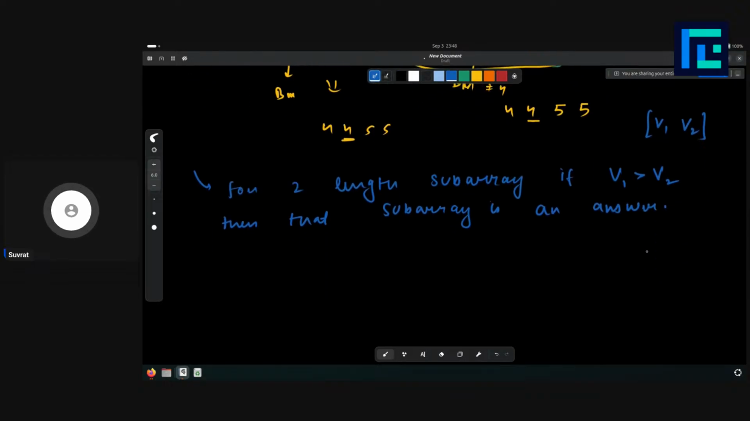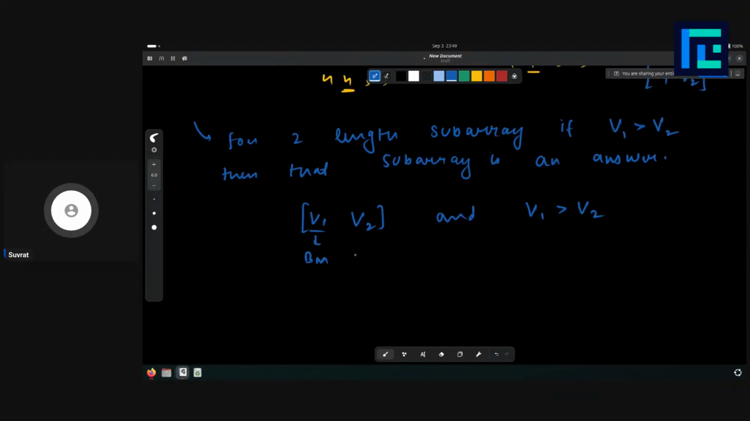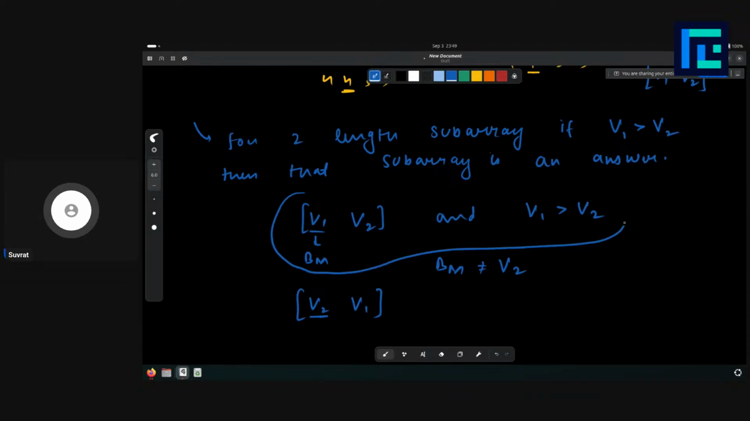How? We can prove this very easily. So let's take v1, v2, and v1 is greater than v2. So this would be the bm element, and after sorting this array would look like v2, v1, and v2 would be our median. So bm is not equal to v2, and hence this would be a valid subarray. So this is another observation.